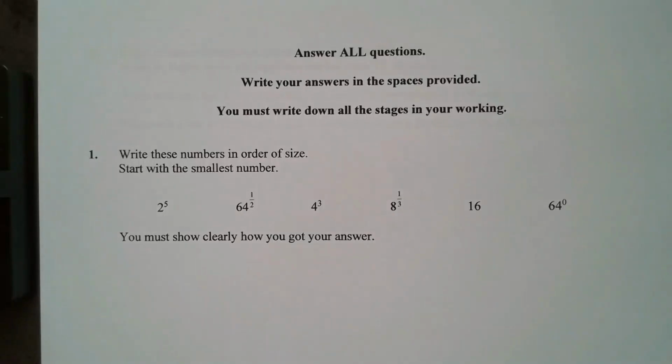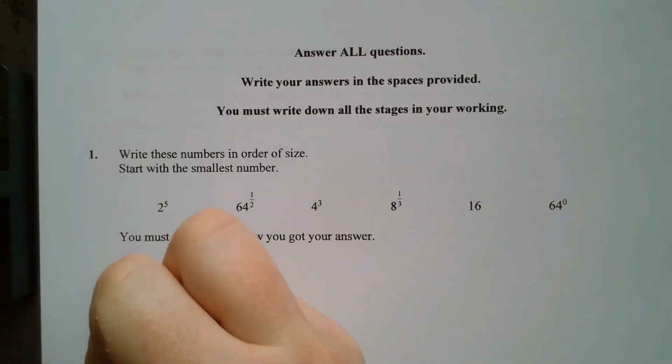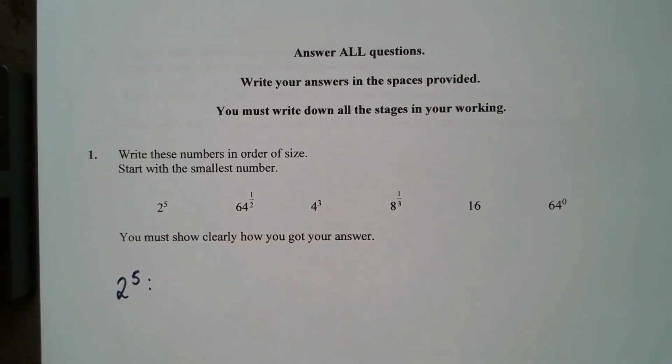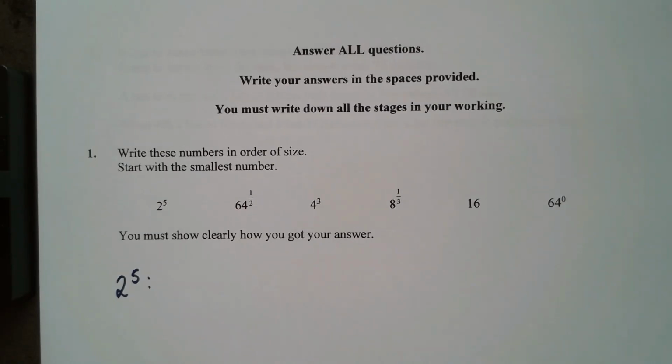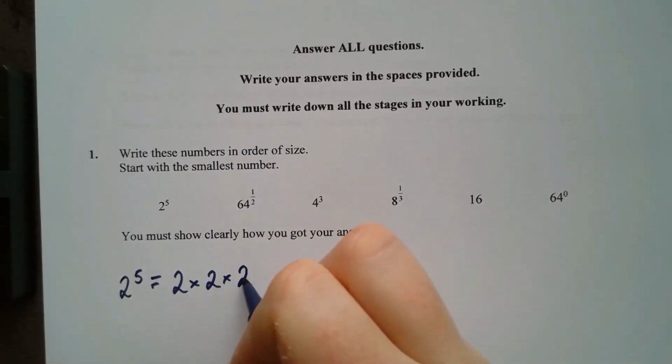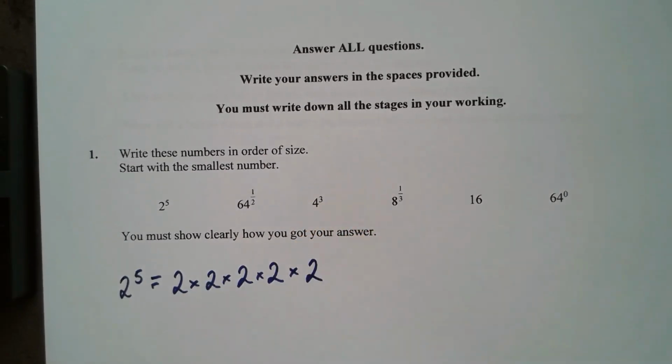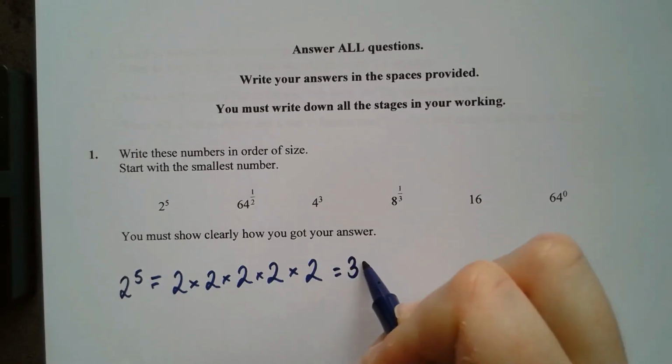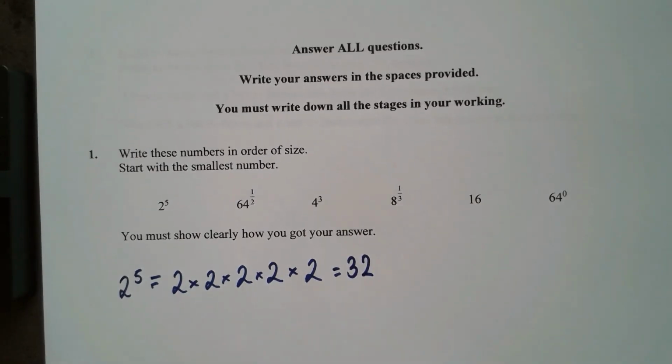So we're going to start looking at question number 1. This is an indices question. This is definitely something you were asked to revise, and so it should have been something that was quite straightforward if you have. What I'm going to do is evaluate each one of these things, bearing in mind that it is not a calculator paper. So 2 to the power of 5 is 2 multiplied by itself 5 times in total. So I've got 4, 8, 16 and then 32 for this 2 to the power of 5.